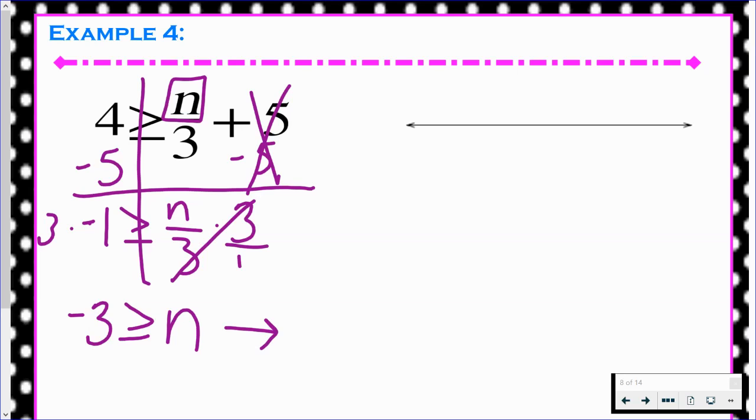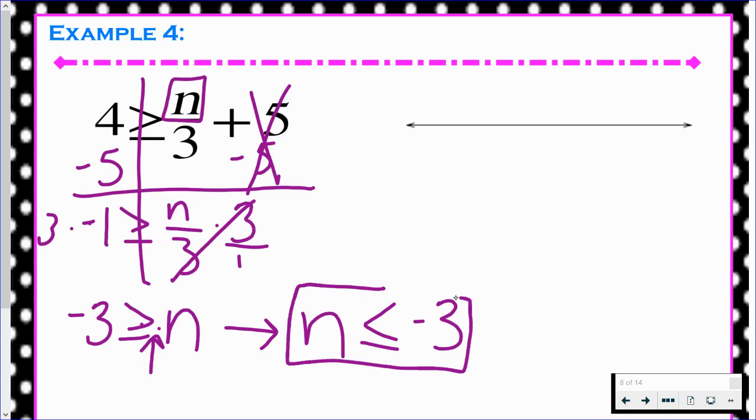And when you're reversing, I'm going to put my n first. I'm going to look and see what's going on next to the n. If you notice, next to the n is the point. So when I reverse the entire thing, I'm going to put the point towards the n. And then I'm just going to put negative 3. It's very important you do this before you graph, because most of the time, if we don't do this, we end up shading the wrong way and things like that. So just make sure you rotate the entire inequality before you graph.